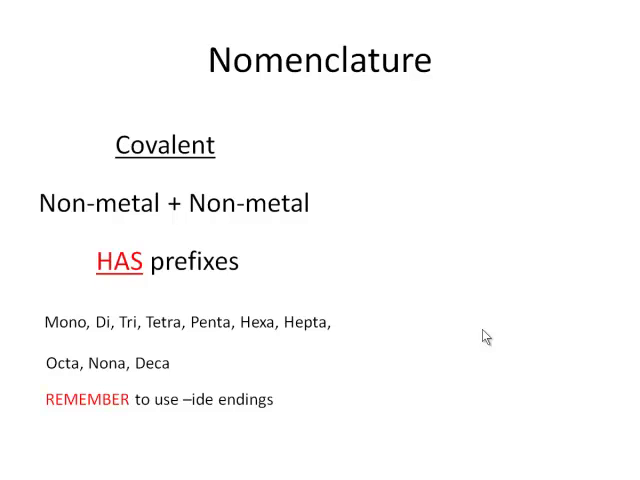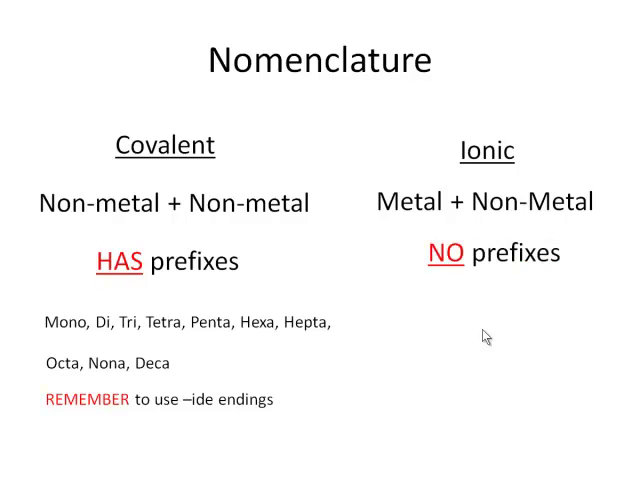Now we're going to go on to naming ionic compounds. When naming ionic compounds, you must always remember that it is a metal and a nonmetal. So one element to the left of the staircase and one to the right. Unlike covalent compounds, when naming ionic compounds, you do not have to use prefixes, so mono through deca are worthless here.